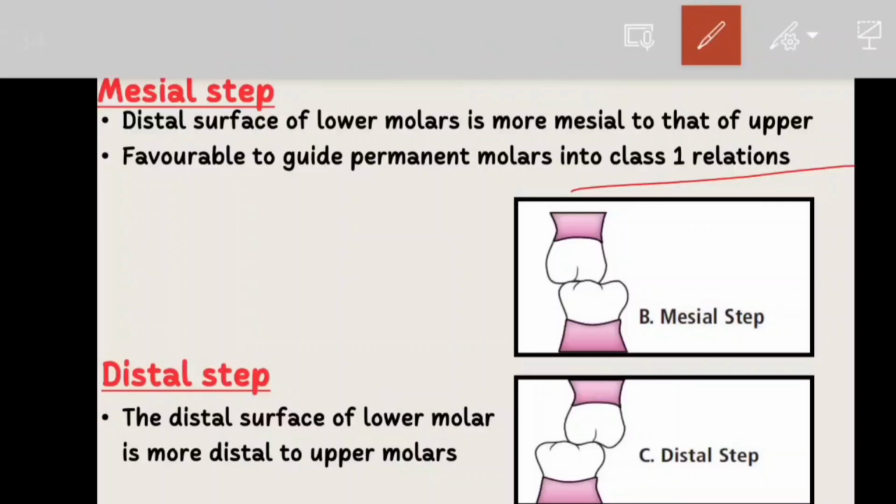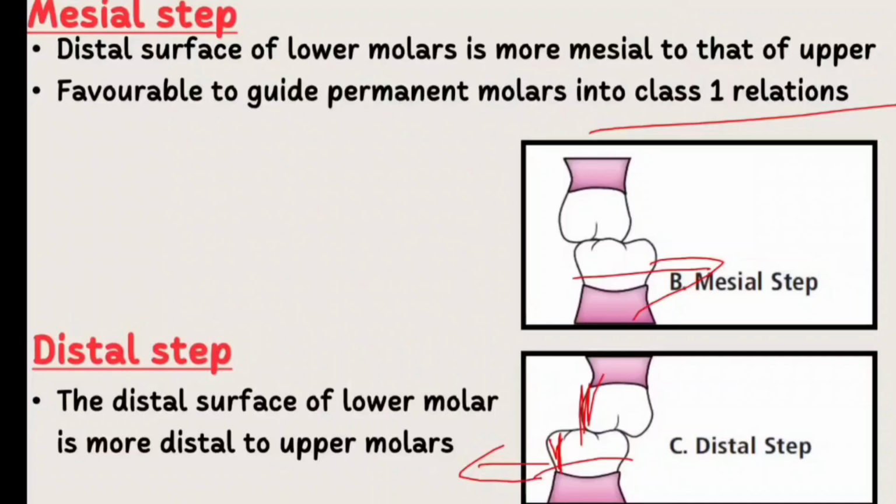Now we see the distal step. Here the distal surface of the lower molar is more distal to that of the upper molar. Okay, so here it may develop into class 2. Okay, so for the diagram explanation, you see the upper image is a mesial step. This is mesial, and the lower image is a distal step. So the easy trick is: mesial good and distal doubtful. Okay.